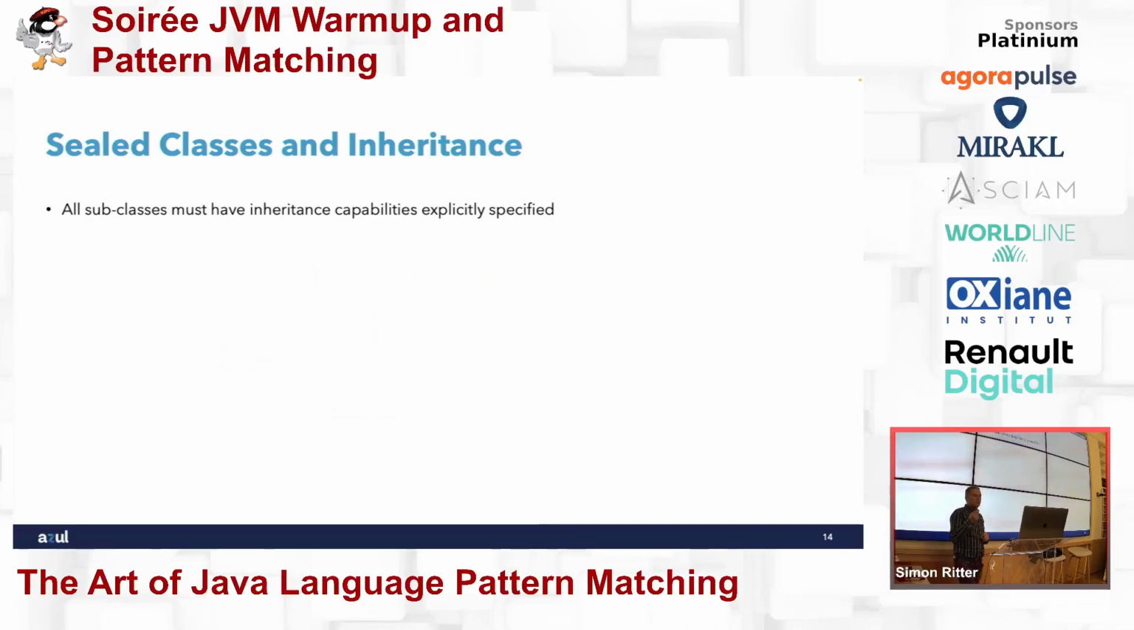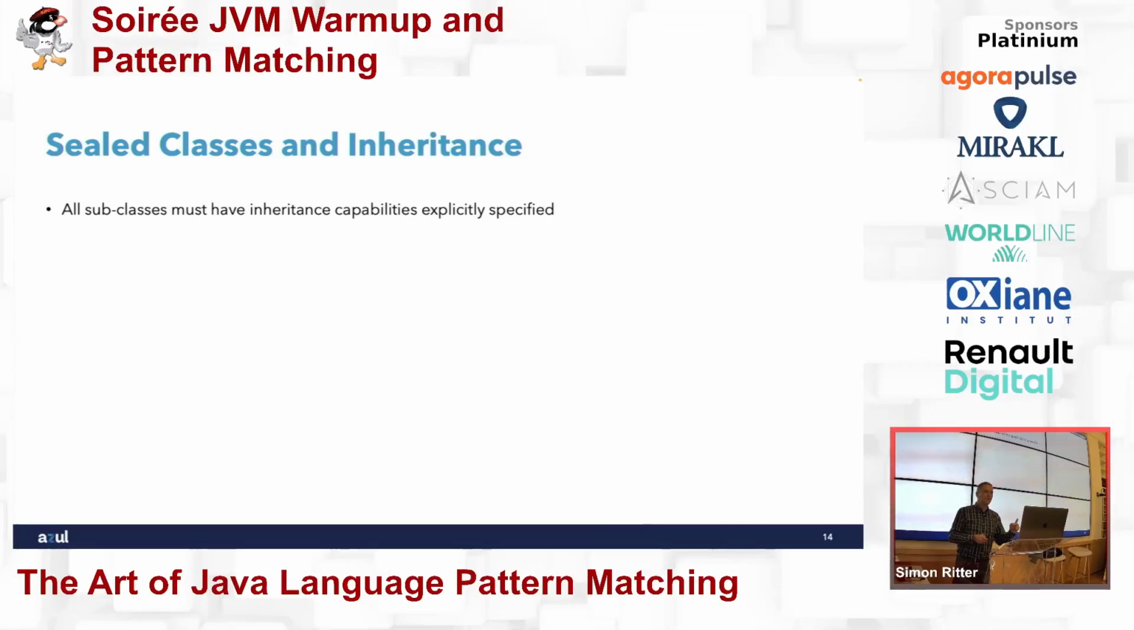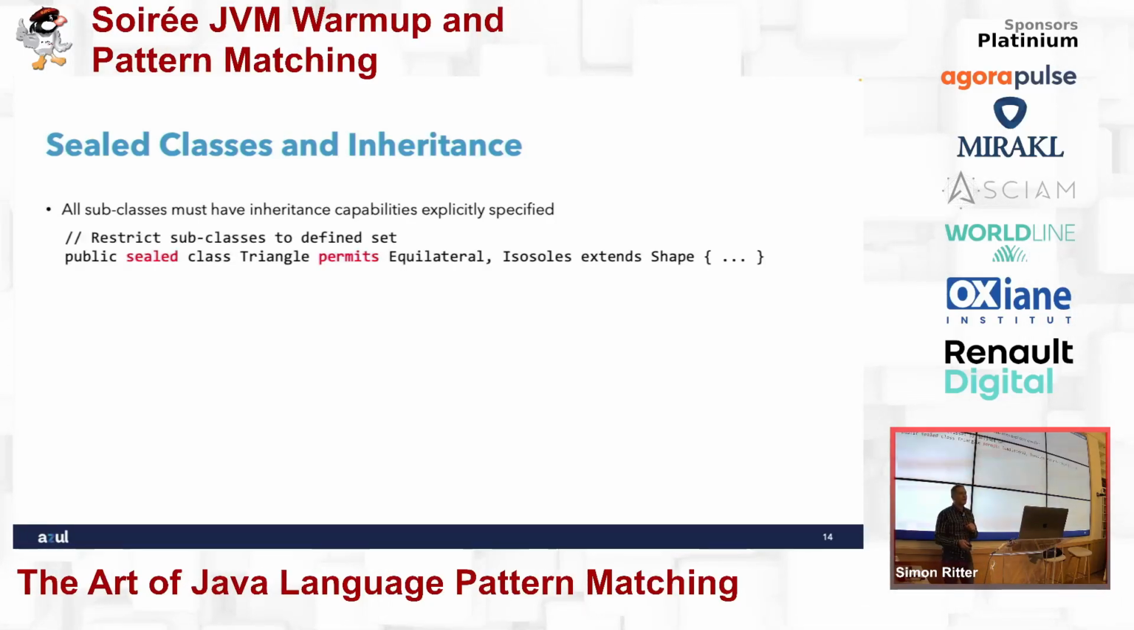So sealed class is inheritance. It's also important to understand this. All of the subclasses of our sealed class must specify explicitly their inheritance capabilities. And there are three ways of doing that. The first is that you can continue to have a sealed subclass. So we can say public sealed class Triangle permits further Equilateral and Isosceles versions of Triangle, and it extends Shape. So that's fine.